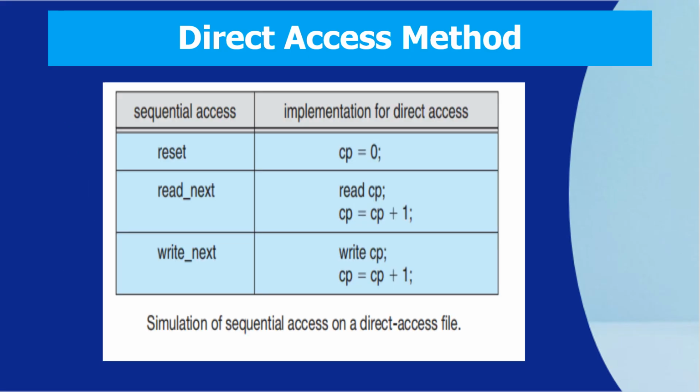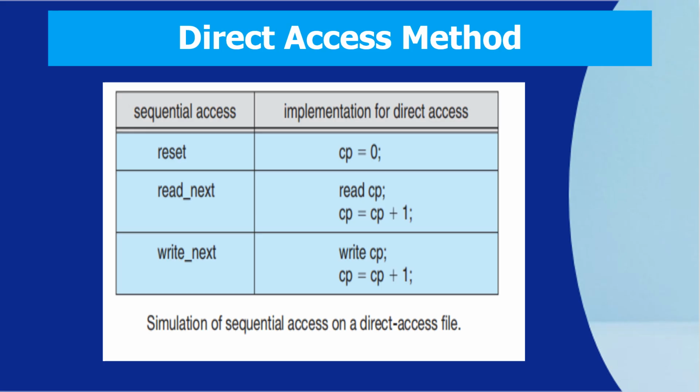Here the two methods are given comparatively: sequential access and direct access. For the reset operation in sequential access, we use CP equal to 0, so directly we can take it. Read next: in direct access, we don't have to go to the next position; you can give the current position. CP is equivalent to CP plus 1.